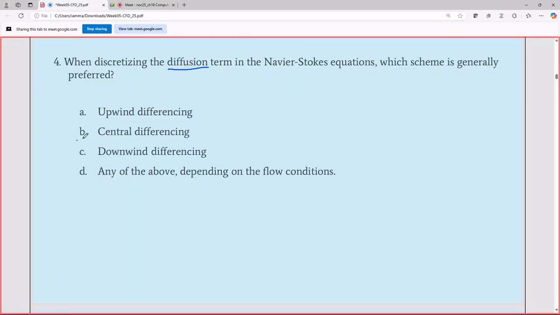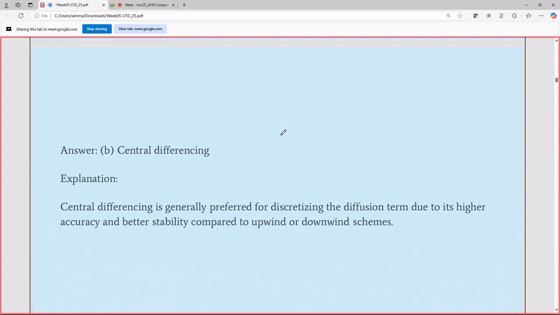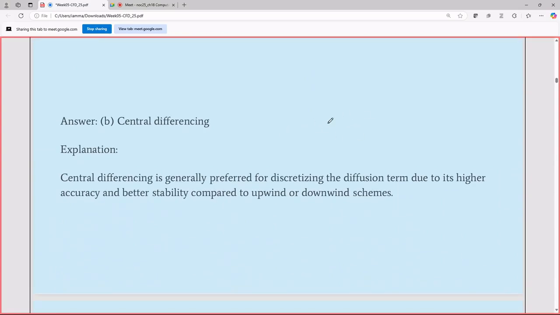So the answer is option B, central differencing scheme. Diffusion term, as you know, is mostly due to the diffusion of our transport property to the surroundings. So best suited method to discretize diffusion terms are central differencing schemes. Whereas upwind scheme or downwind scheme will be used for our convective terms.